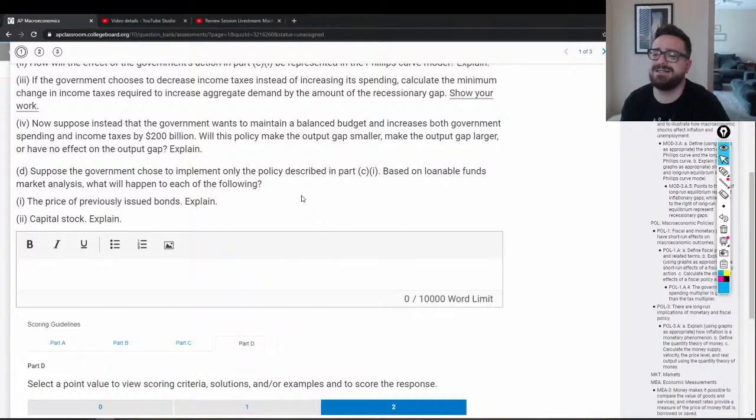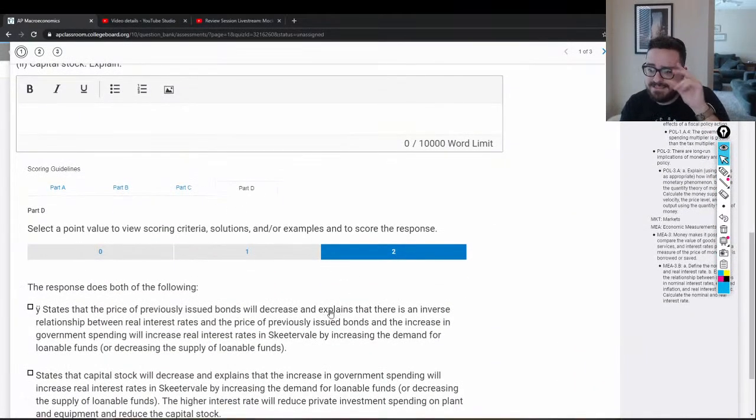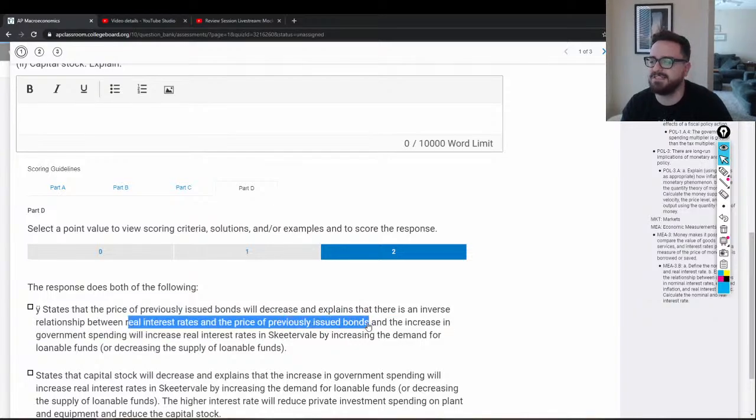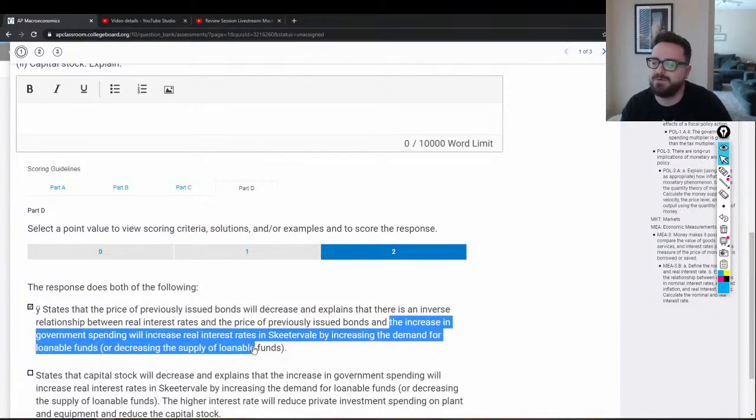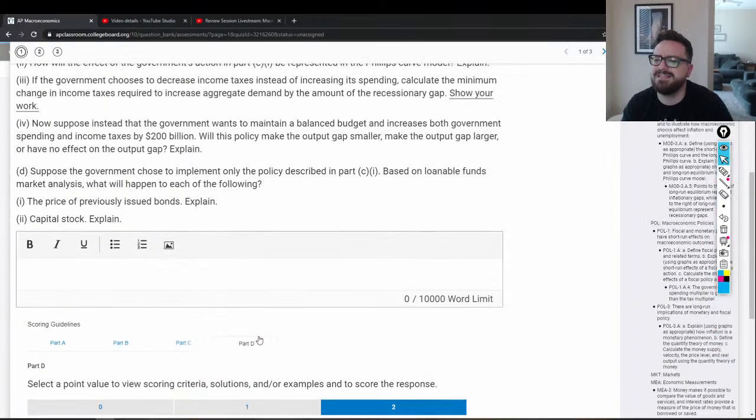I said that the loanable funds market should have a higher interest rate, so the price of previously issued bonds should go down because now they're worth less in terms of value. Decrease, because they are inversely related. Sure. You should explain how they're inversely related. That's really annoying, but fine. They really let you guys off the hook with this. And the increase in government spending will increase the real interest rate by... You don't have to explain that, though. They technically didn't ask you to explain.